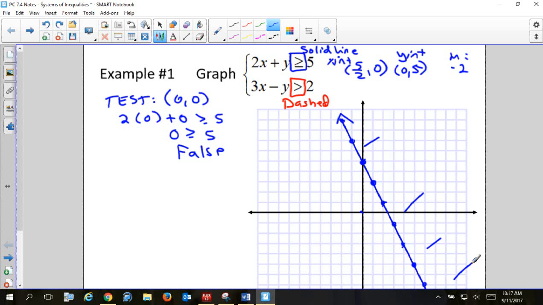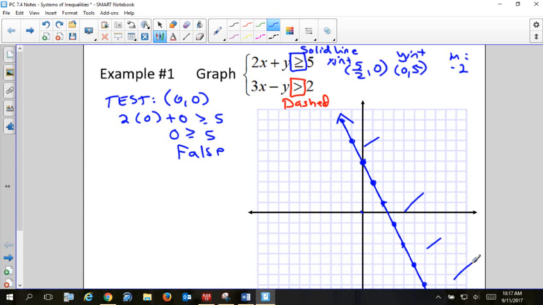So you shade the side that works. If I'm not sure, I tested 0, 0 and it does not work. If I test any point on this other side, it should work. And if you're not sure, then test a point.